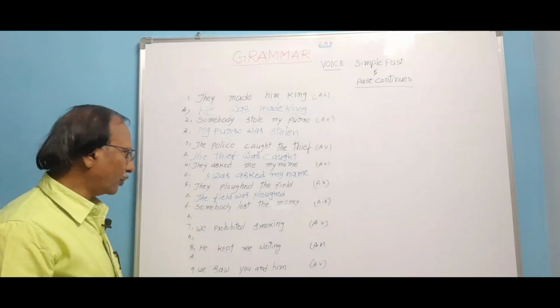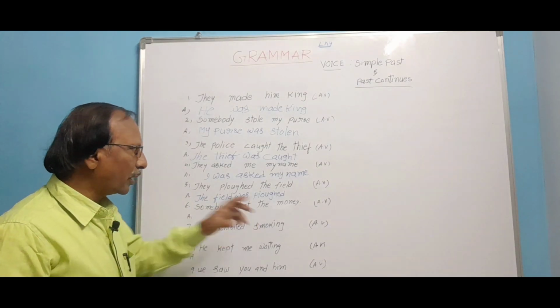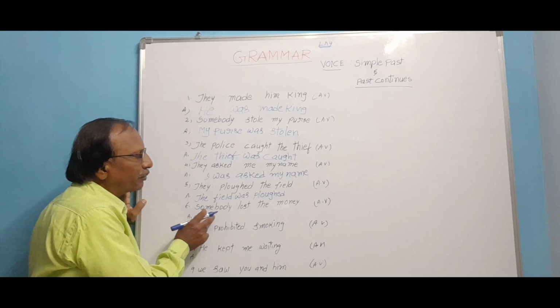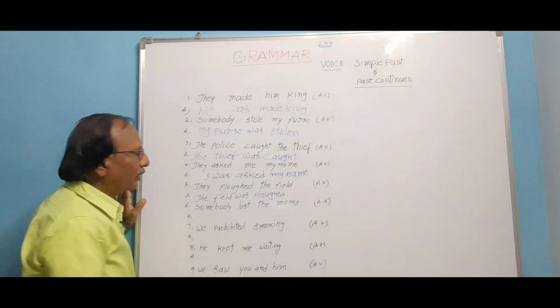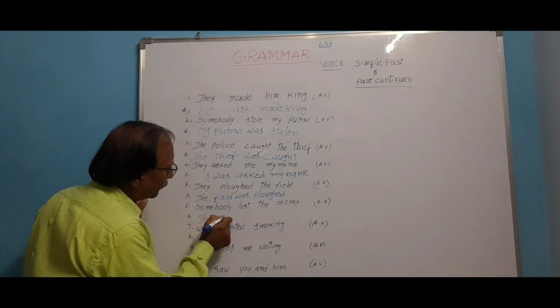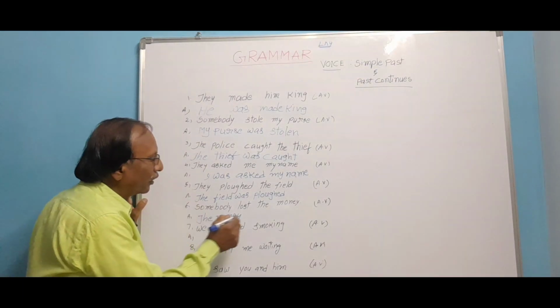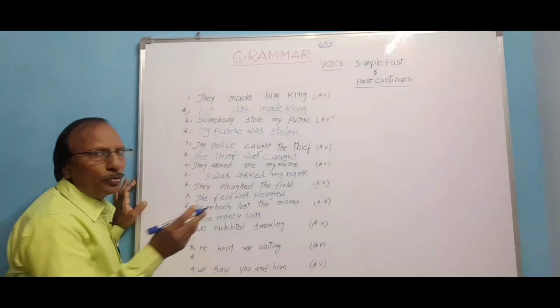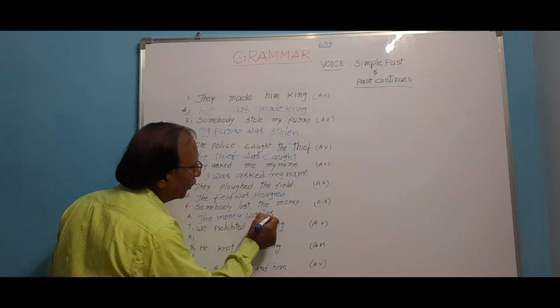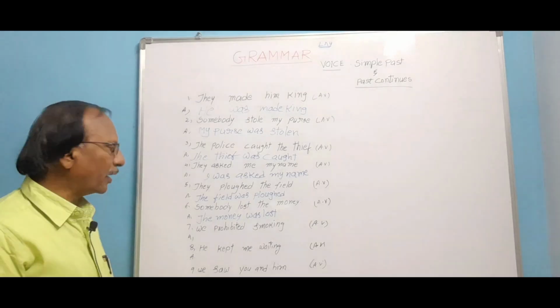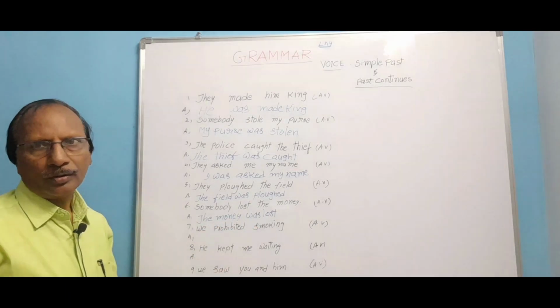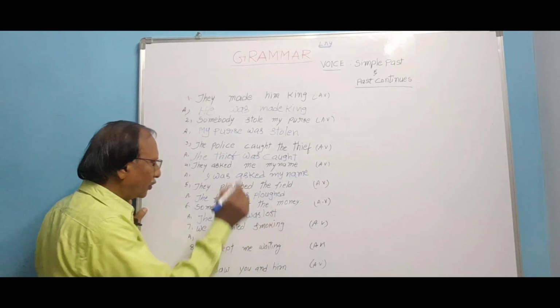Meaning is understood. Somebody lost the money. Let us take somebody as the subject, lost as the verb, and the money as the object. The money is third person singular, so was. Lose, lost, lost. The money was lost by somebody. No need to use by somebody. The money was lost. Here also the meaning is understood.